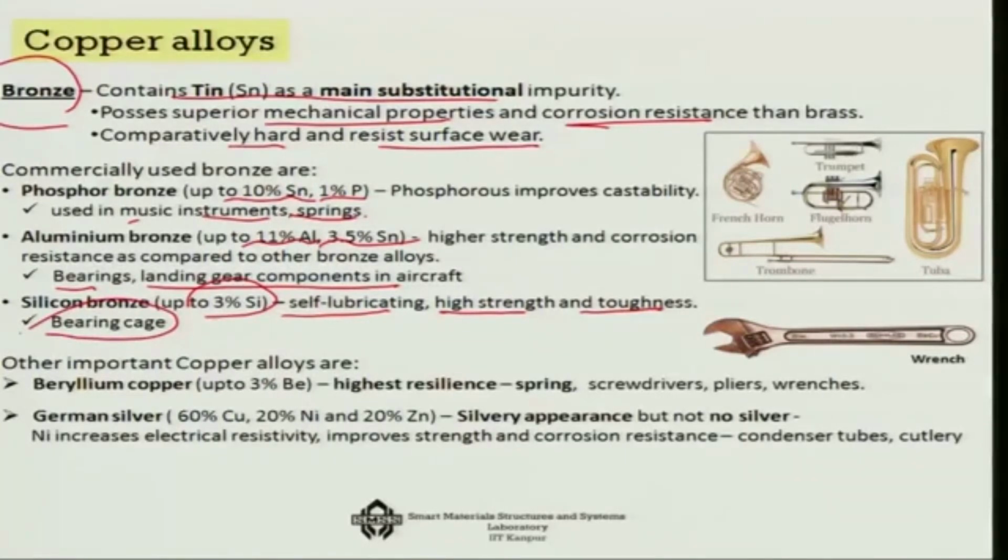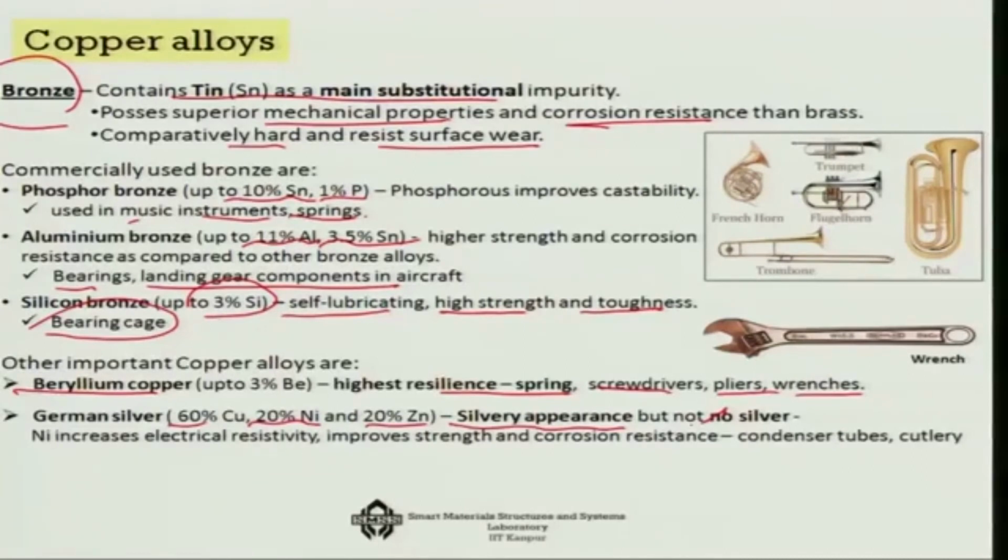Also, copper has two relatively less used, but important other alloys. Beryllium copper, it has highest resilience, so it is used for springs, screwdrivers, pliers, wrenches, etc. And the German silver, which is about 60% copper, 20% nickel and 20% zinc. This one looks like silver, it has a silvery appearance, but it is not silver.